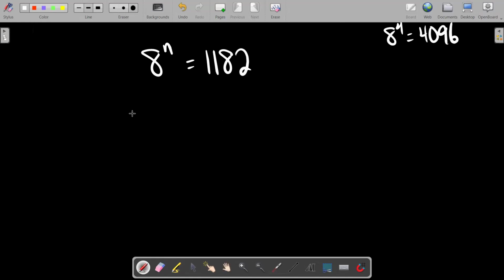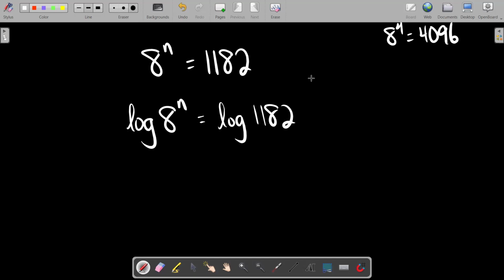Log both sides. Good. So we're going to have log of, not times, log of 8 to the power of n equals log of 1182. Good. Next step. Yeah, a good finger gesture. I appreciate it. Take the n and zoom, drop it down in the front. So we wind up with n now times the log of 8 equals the log of 1182.